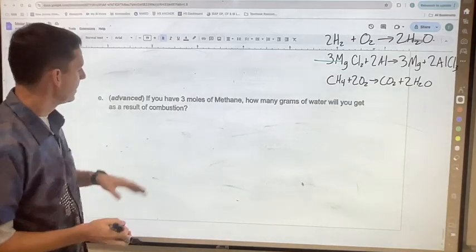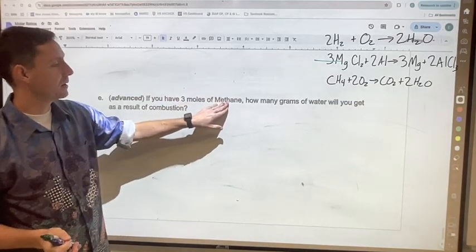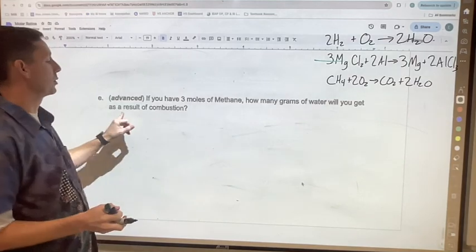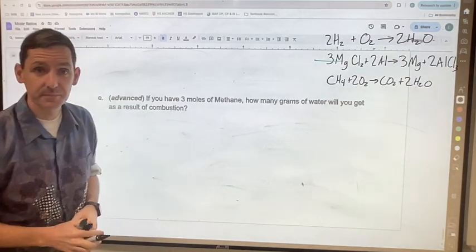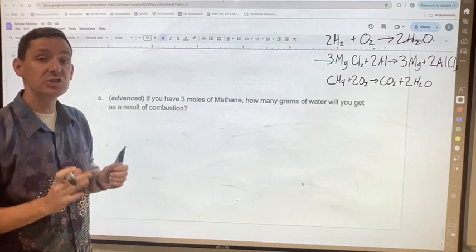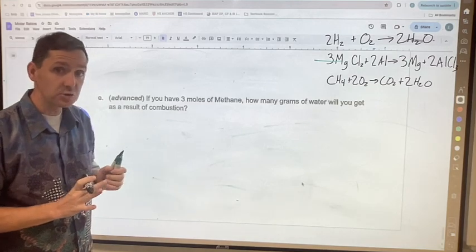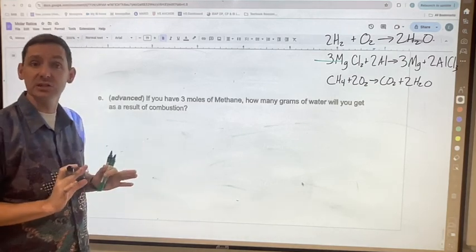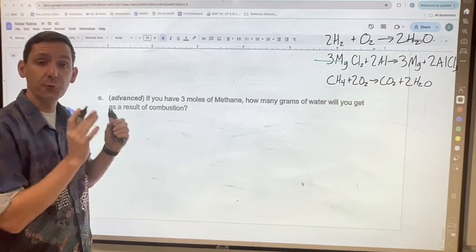Here we go. If you have 3 moles of methane, how many grams of water will you get as a result of combustion? Okay. Now, this one is starting with moles of methane. So it's actually starting with moles. So this is actually an easier one. It gives us moles. So I have 3 moles of methane.